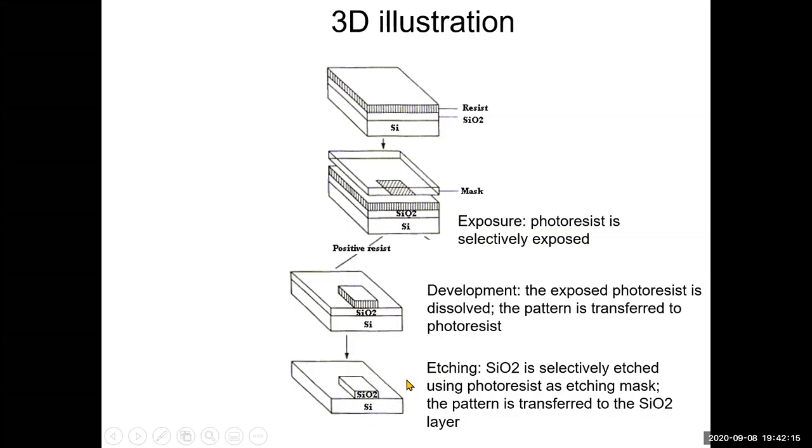Then etching. Silicon dioxide layer is selectively etched using this photoresist as an etch mask. So the pattern is transferred from the photoresist to the silicon dioxide layer. So this is photolithography: pattern transfer based on photons, based on light.